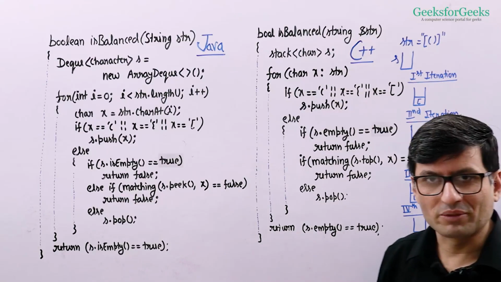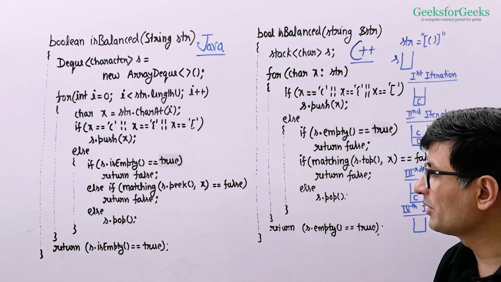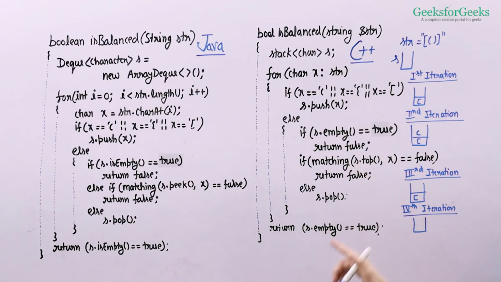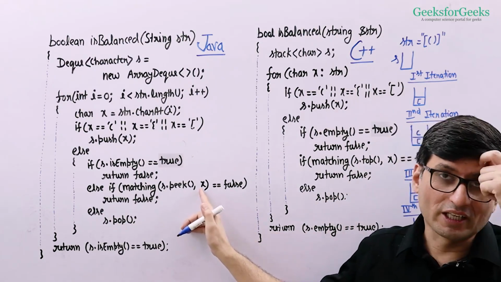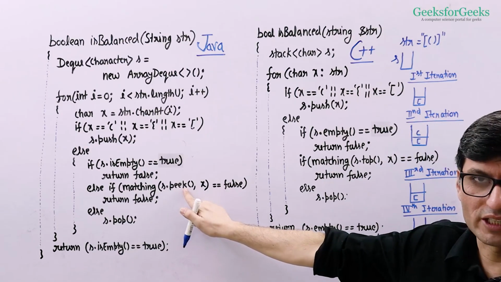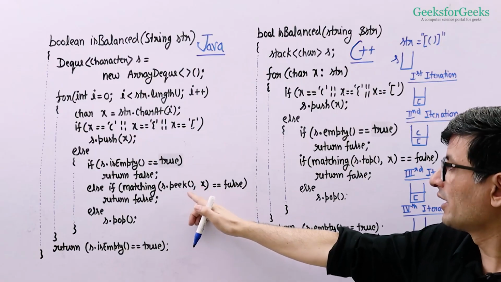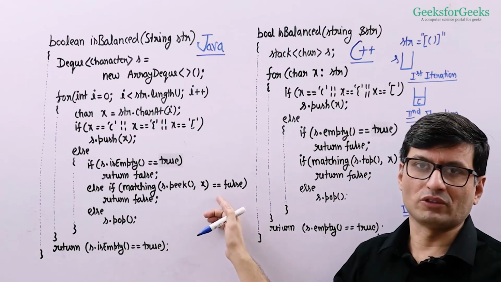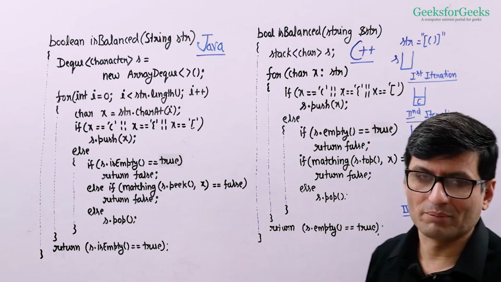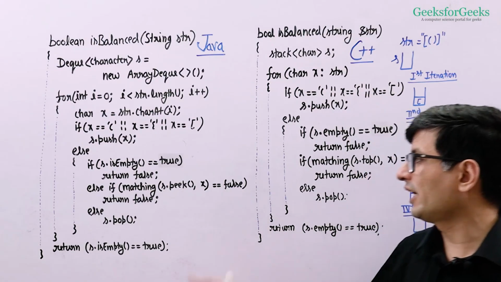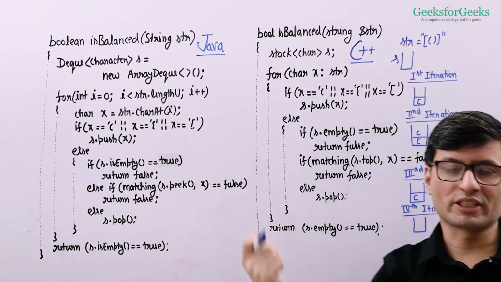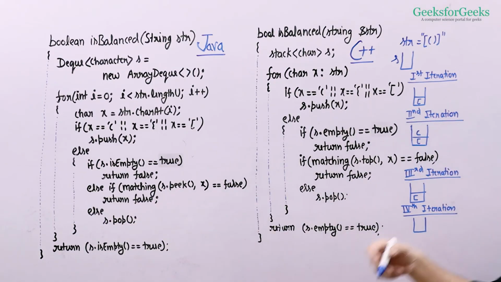And if the stack is not empty, then there is something at the top of the stack. We get the top of the stack using peek in Java and top in C++, and we compare it with x. We have already discussed the matching function. The matching function checks whether this bracket and this bracket are matching or not. If they are not matching, we immediately return false, right? We don't want to process anymore because the parentheses are not balanced. And if they are matching, we come to the else part and we pop this character from the stack. And that's what happens here.